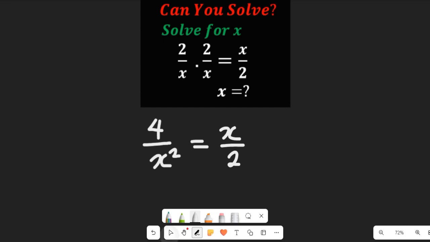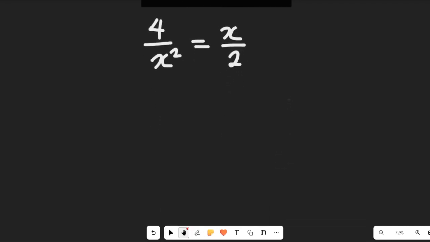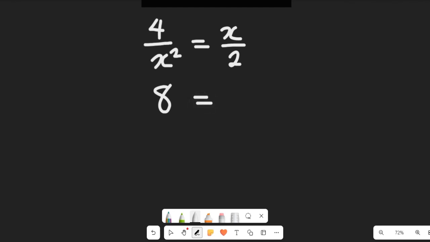Great. Now, looking at these two expressions, according to principles found in mathematics, we can cross multiply. Or I can say we can multiply both sides by the various denominators: multiply the left-hand side by 2 and the right-hand side by x squared. When we do that, 4 times 2 will give us 8, and this will be equal to x times x, which gives x to the power of 3.